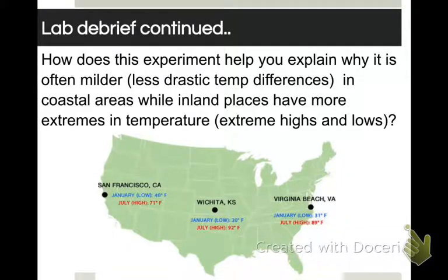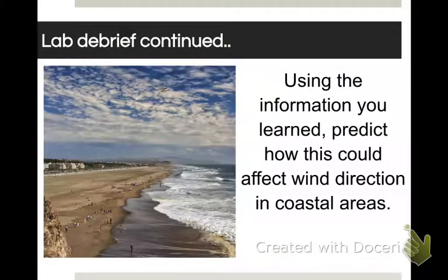So let's look at our last question. Using the information you learned, predict how this could affect wind direction in coastal areas. Here you have a picture of a beach, you have the shoreline, and you have the water. Thinking back on everything you've learned about this lab and the stuff from heat transfer, I want you to discuss within your groups how this would affect wind direction. So go ahead and pause the video while you discuss that.